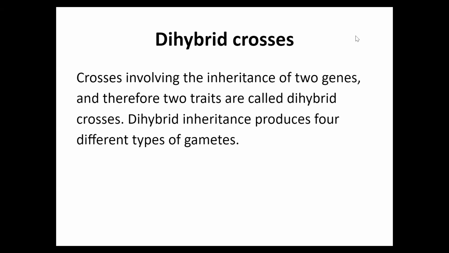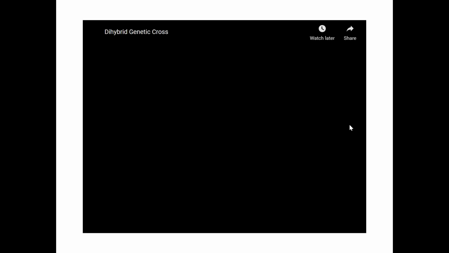A fundamental part to the genetics topic is learning about dihybrid crosses, and this is what this video is going to talk about. Dihybrid crosses involve crossing two genes to look at the inheritance of two traits. The term dihybrid means di, which is two, and hybrid refers to the traits. So we're going to look at that now.